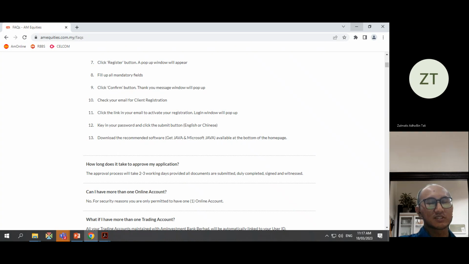All right. Next question will be, can we do cash withdrawal using the apps? You can't. The cash withdrawal option at the moment, you can only do it via the website.